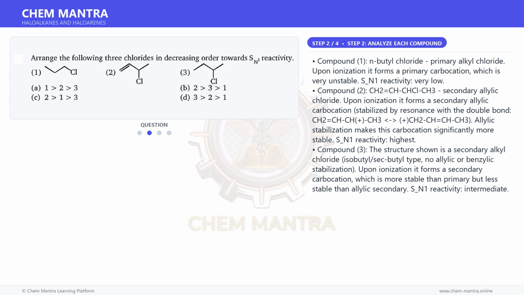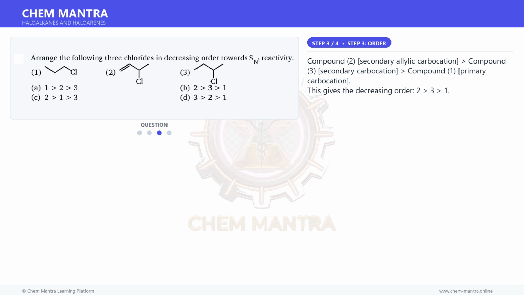The structure shown is a secondary alkyl chloride, isobutyl sec-butyl type, with no allylic or benzylic stabilization. Upon ionization it forms a secondary carbocation, which is more stable than primary but less stable than allylic secondary. SN1 reactivity: intermediate. Moving on to the next step.